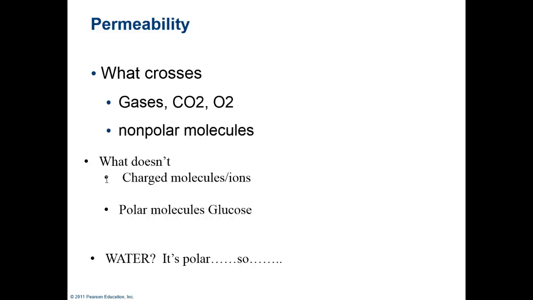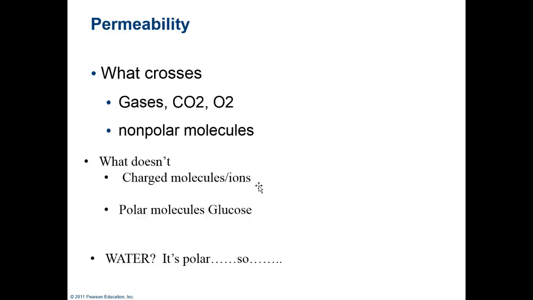So whatever crosses the phospholipid bilayer, the cell doesn't have much control over. So things that cross are anything that's nonpolar, which are gases are nonpolar. So CO2, oxygen, your respiratory gases pass right into and out of cells. And then other nonpolar molecules would be things like your steroid hormones, your dietary lipids. Those would probably be the best two examples that we care about.